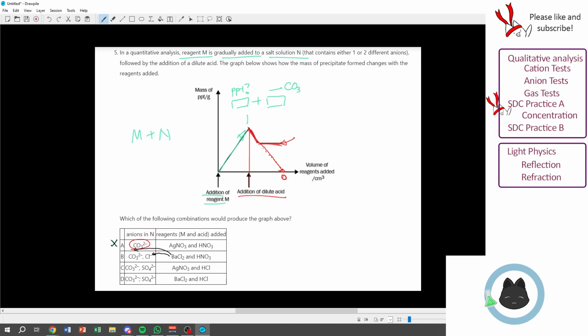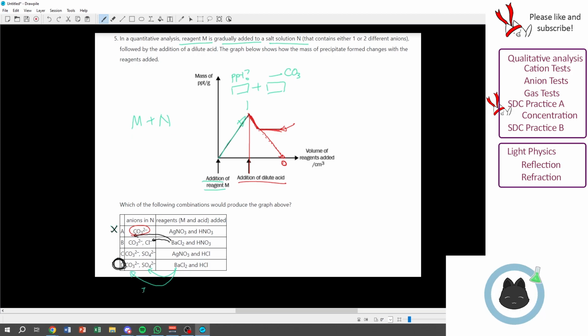So let's do this the opposite way. I think the answer is D for dog. So why though? You form barium sulfate. You form barium carbonate. Both of them are insoluble precipitates. So at this stage, here will form barium carbonate and barium sulfate.